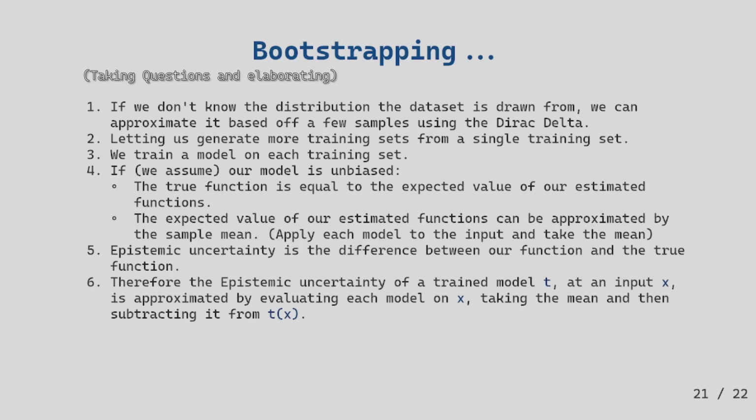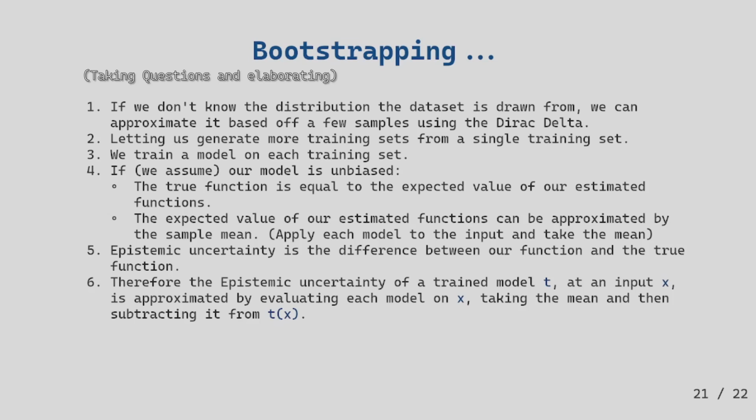What happens if the only model is just T of X? There would be no epistemic uncertainty. But obviously that's not really useful. You'd want to generate a lot of different training sets and a lot of different models, because the epistemic uncertainty is the error that comes from not knowing enough information, not having enough data.